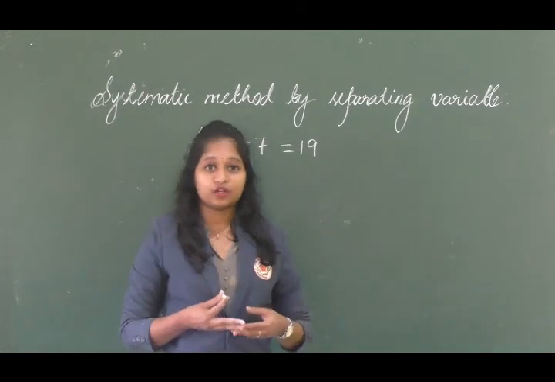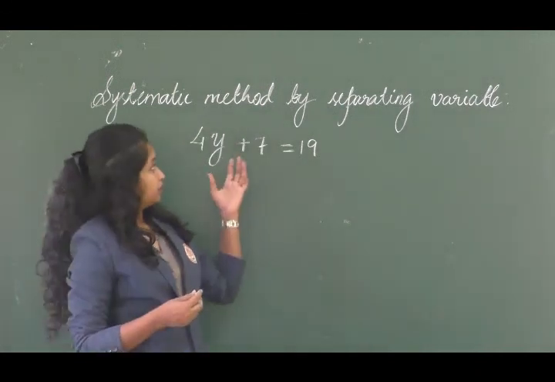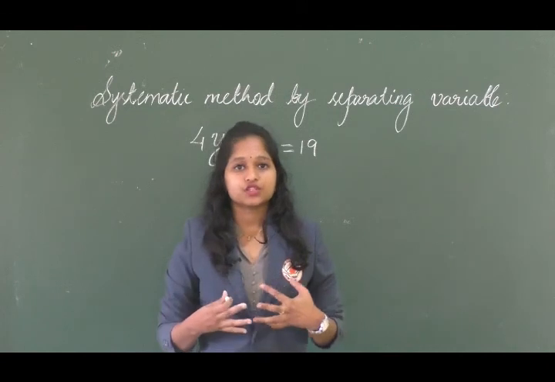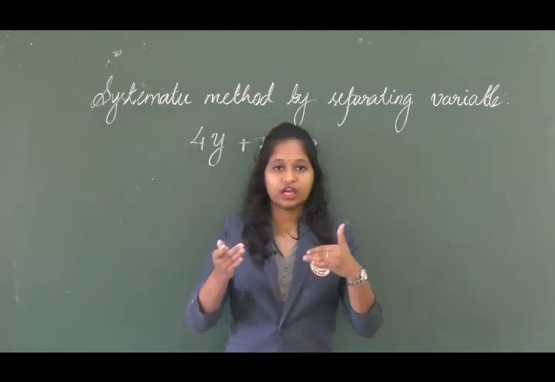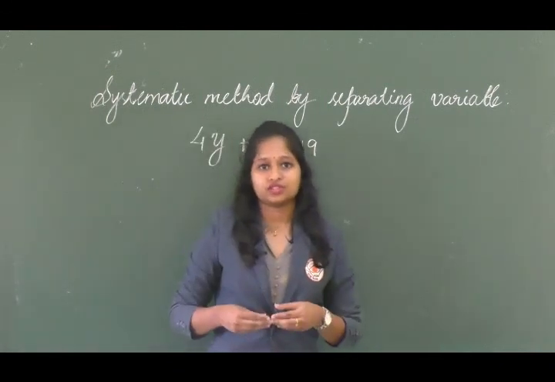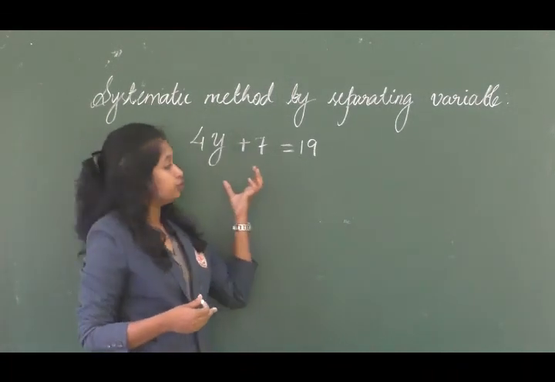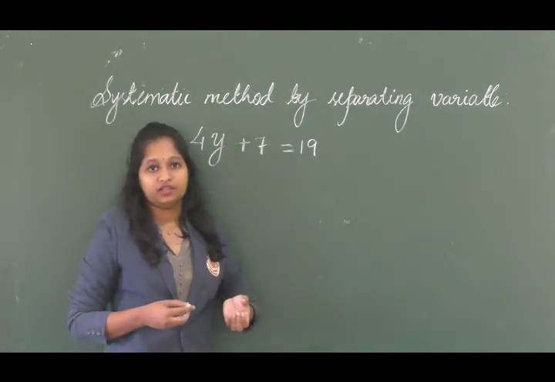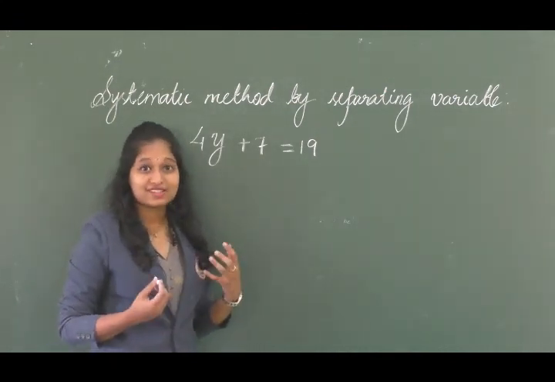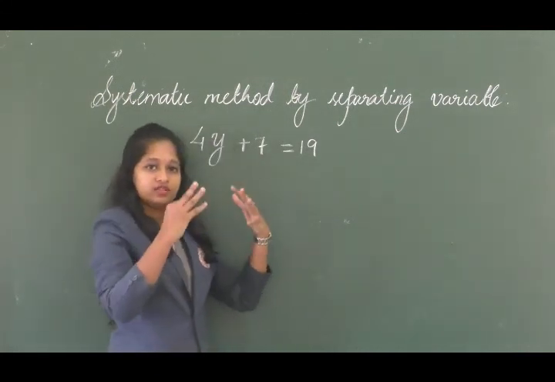So the second method of solving an equation is the systematic method by separating the variable. This is closely related to balancing the equation. We have to separate the variables by balancing the equations. Here I have an example, 4y plus 7 equal to 19. So which is the variable here? Yes, it is y. So we have to separate this y from all the others.